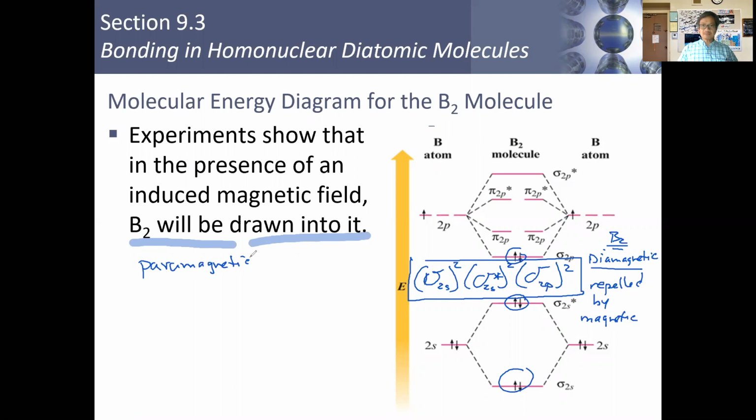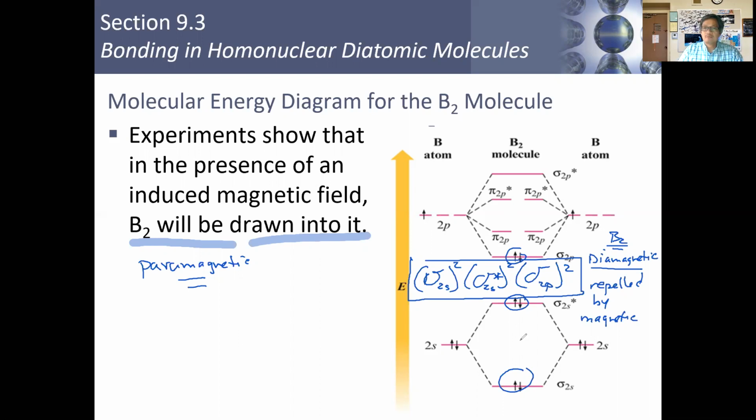So my question to you is this: how is that the case? If this is what we expect, how can we have a compound like diboron that's paramagnetic when all of these electrons are paired up? How do we go about explaining that? Well, remember, paramagnetism means that we have to have two of these electrons that are unpaired.